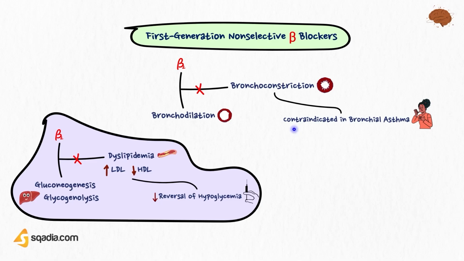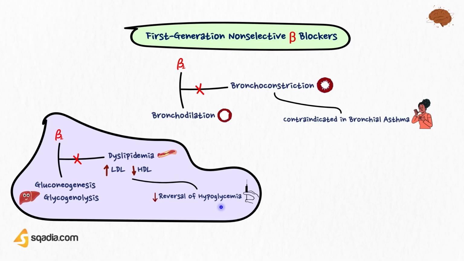In patients taking insulin and other hypoglycemic agents, the chances of reversal of hypoglycemia will be decreased because glucose metabolism is also disrupted, gluconeogenesis and glycogenolysis. So lipid metabolism is disrupted due to beta blocker blockage, and glucose metabolism is also decreased. Due to this reason, diabetic patients taking non-selective beta blockers have the risk of decreased chances of reversal of hypoglycemia. So the hypoglycemia propagates and causes symptoms, which I will discuss in a few further slides.